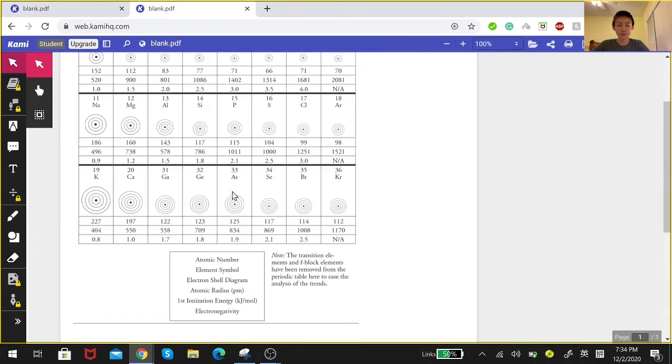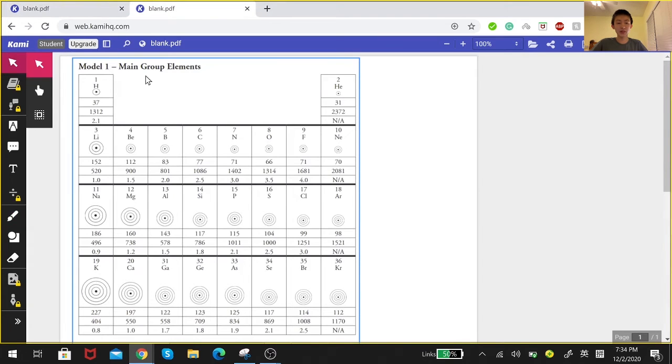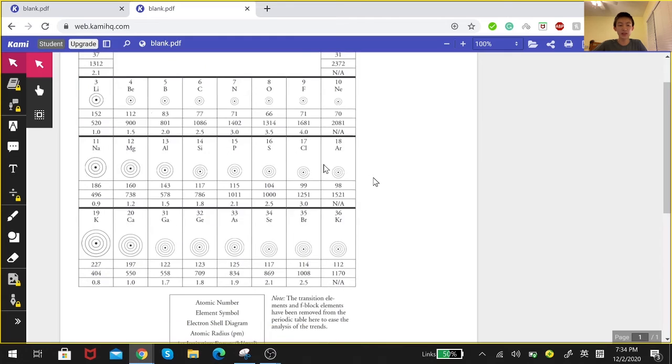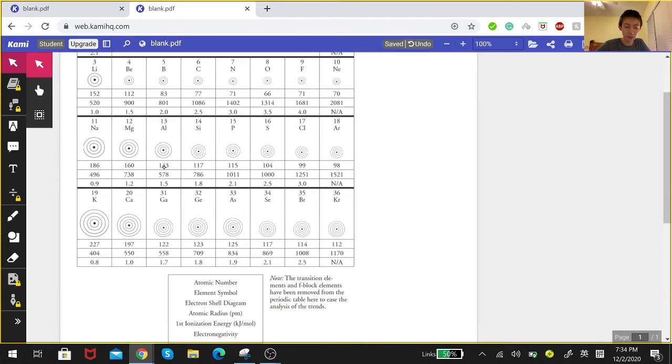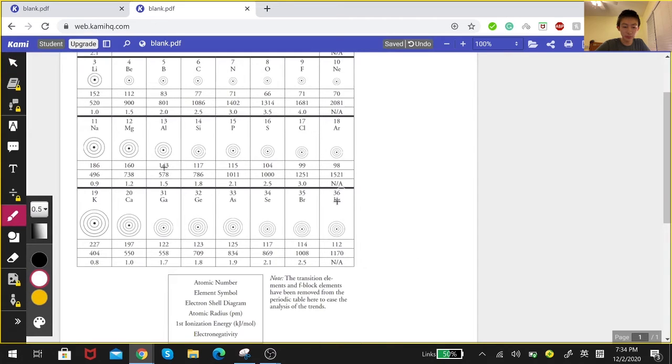Now here's another visual. This is some elements, and the top number is the atomic number, then the atomic symbol, and then this is how many shells it has. Now this is a diagram of its shells, and it shows you how far away they are. And then this is atomic radius, ionization energy, which we're going to talk about in another video, and electronegativity, which we'll also talk about in another video.